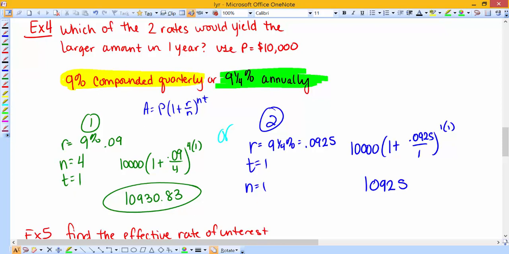And which one would be better? The quarterly at 9%. You get $5 more. Now we're talking free money here, so I don't know why we wouldn't pick the one that gives us more money. Even if it's pennies more, the one that gives us the most money is better. Why would we turn down free money?